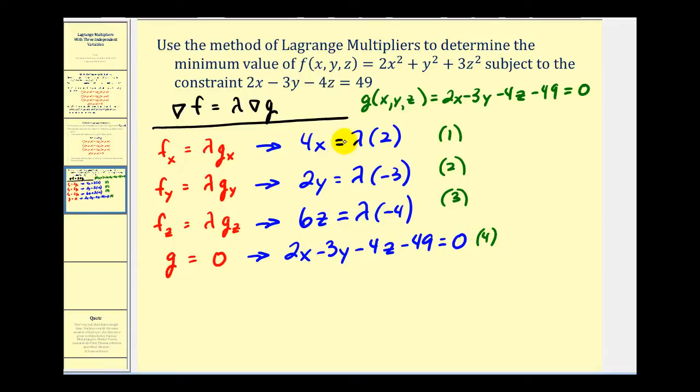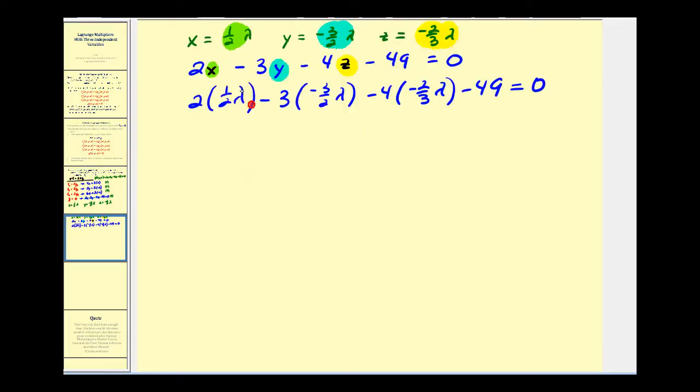So what we'll do here is solve equations 1, 2, and 3 for x, y, and z, and then perform substitution into equation 4. So for equation 1, if we divide both sides by 4, we would have x equals 1/2 lambda. In equation 2, if we divide both sides by 2, we would have y equals negative 3/2 lambda. And then for equation 3, if we divide both sides by 6, we would have z equals negative 2/3 lambda. So what we're going to do now is use equation 4 and replace x, y, and z in terms of lambda. Let's do that on the next slide.